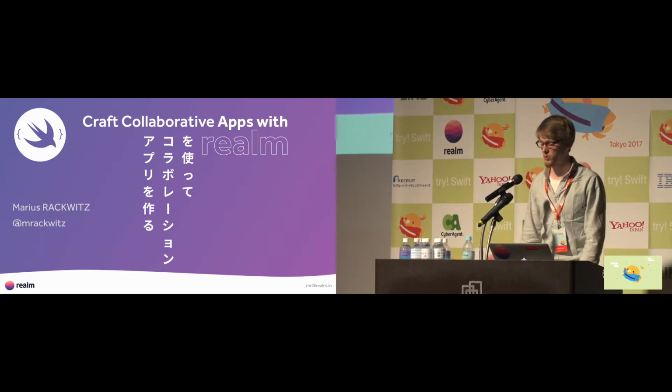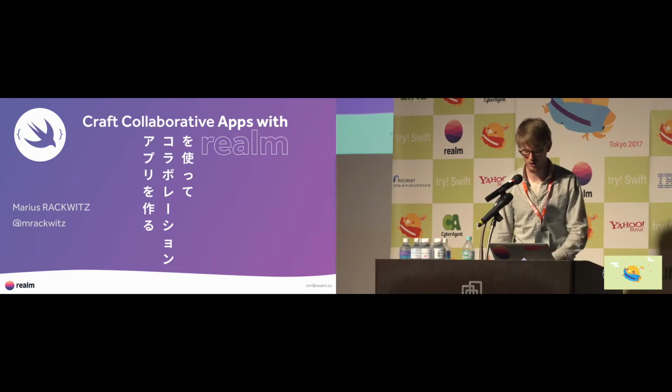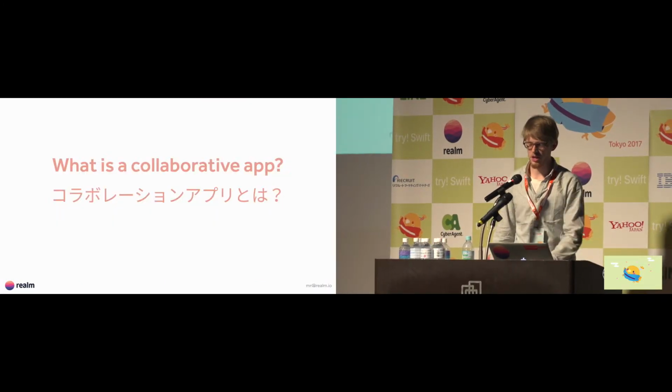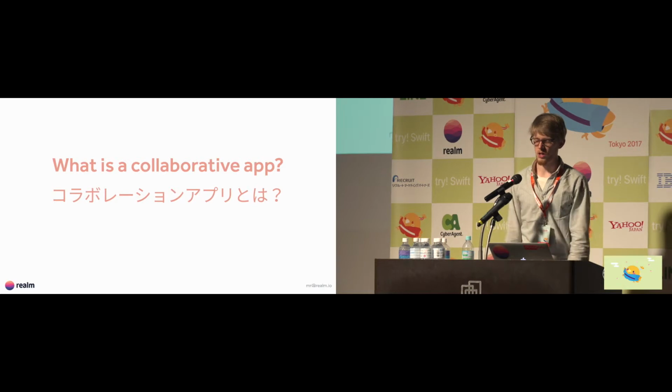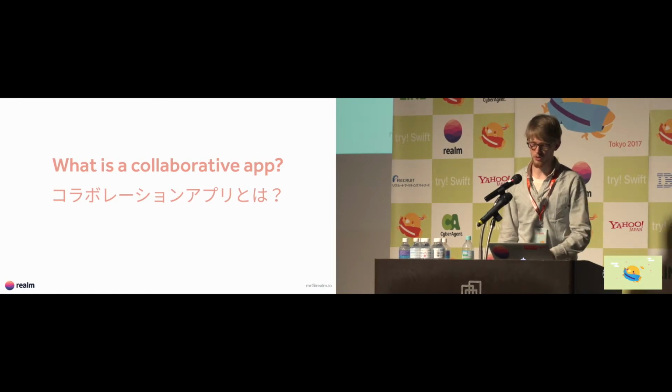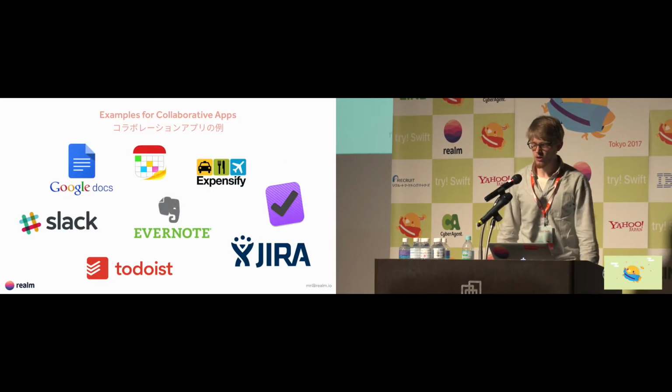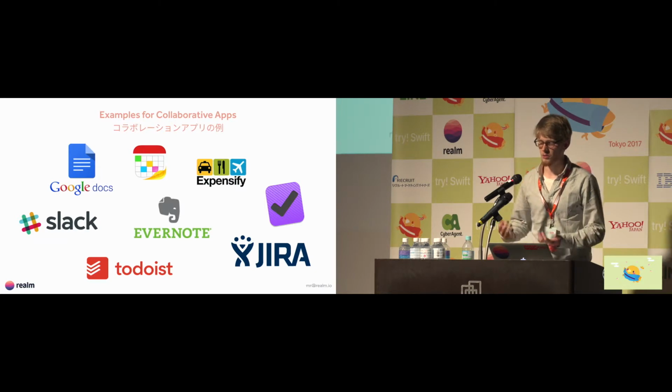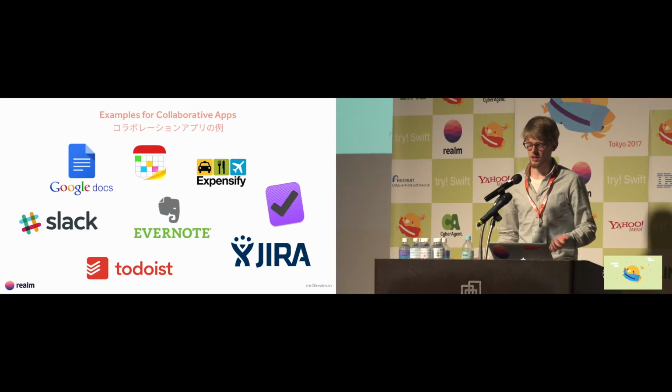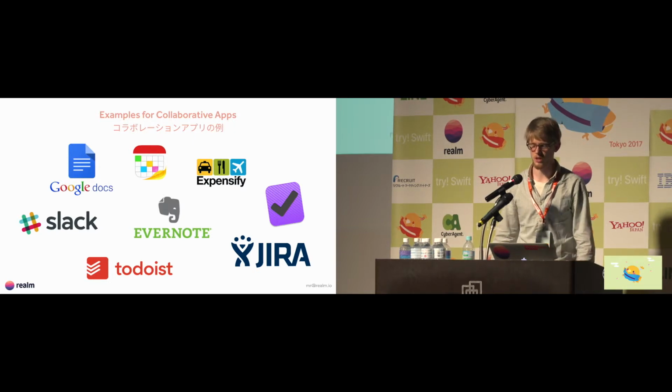My presentation is about crafting collaborative apps with RAM. And to get started with that, I want to figure out first, what is a collaborative app at all? So a collaborative app is something we usually understand as an app which can be used by multiple people at the same time to work on the same task.